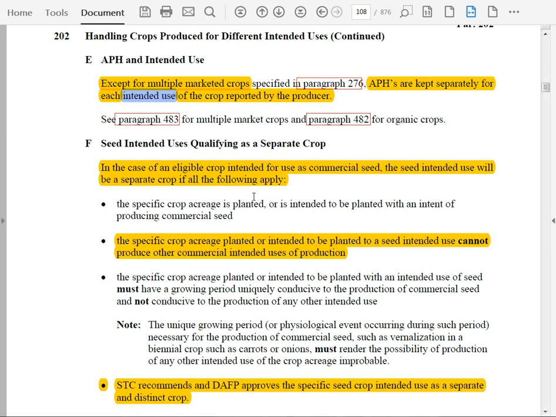When it comes to doing APHs for crops with different intended uses, there is an important distinction to make. There is a difference between a producer planting a crop with the intention of marketing a certain way versus a producer who is forced to market it for a use other than what they had intended. For producers who plant the crop with the intention of multiple marketing, you will keep separate APHs. However, if the producer reported on their acreage report that they planted the crop with the intention of marketing it as fresh, but due to loss of quality they were forced to market the crop as processed, you will not keep separate APHs. The key here is the phrase intended use. APHs are kept separately for each intended use and not necessarily the final uses.